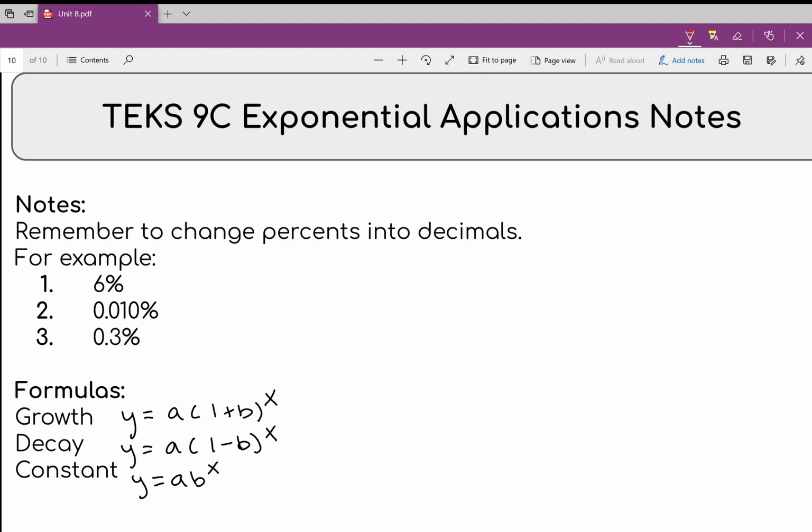TEKS 9C Exponential Application Notes. So now we're going to start looking at applications of exponential functions. Before we do that, we need to learn a couple things first.